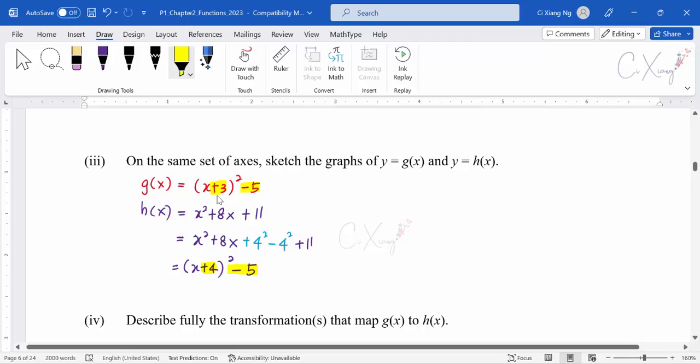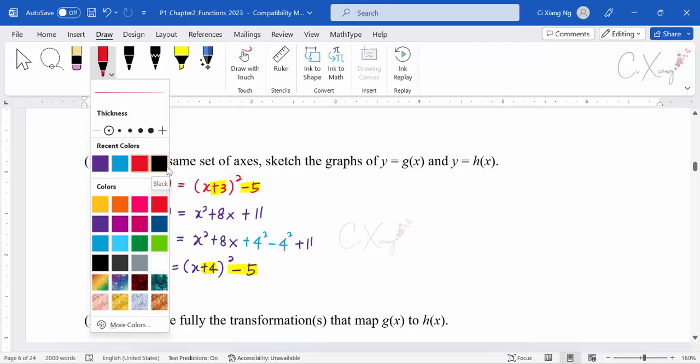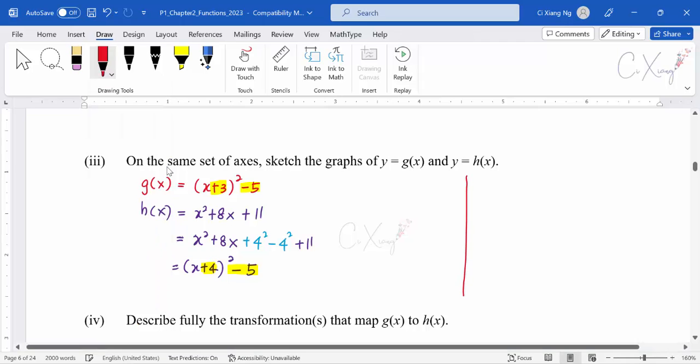So they only have a difference in the horizontal direction, where one is (x+3) squared, and the other one is (x+4) squared. Okay, so how are we going to sketch the diagram for g(x) and h(x)? We'll draw it in this way.